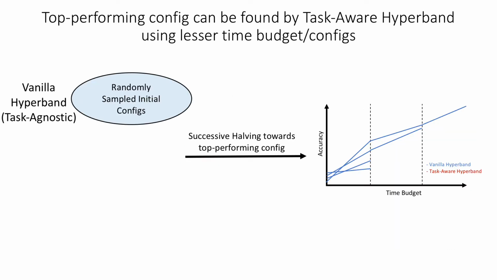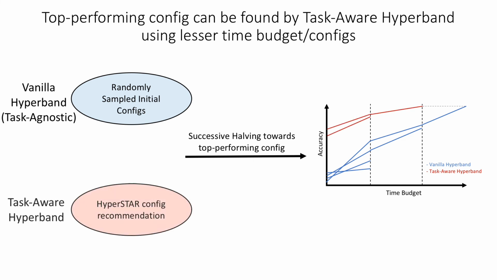To demonstrate Hyperstar, we formulate a task-aware variant of Hyperband. The vanilla Hyperband algorithm works by randomly sampling a set of initial configurations and performing successive halving to end up with the best performing config. To speed up the search, we replace the randomly sampled configs with the recommendation from Hyperstar and show that the top performing config can be found using lesser time budget or configurations.